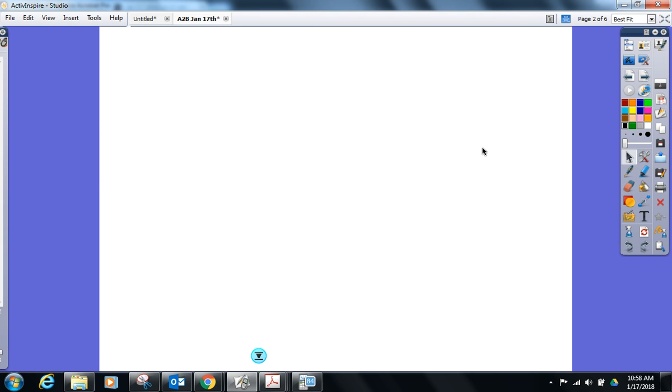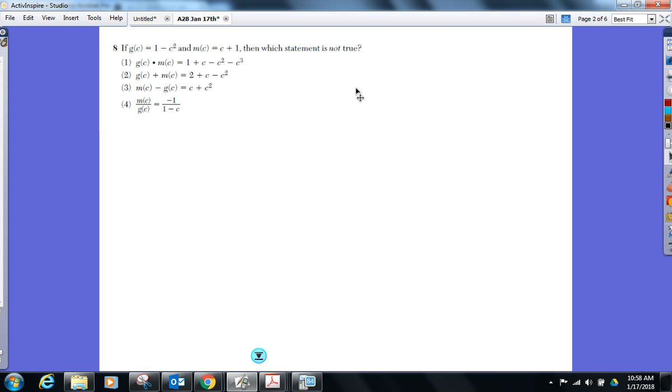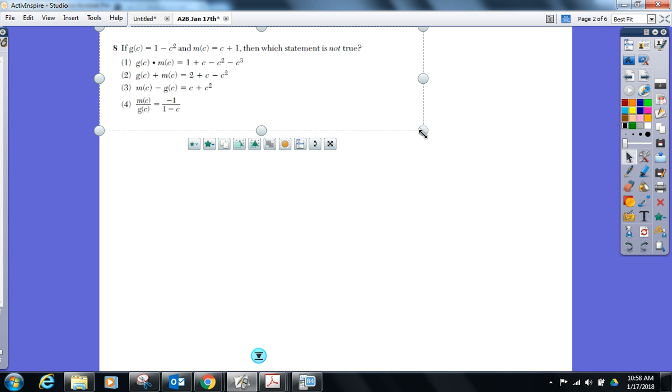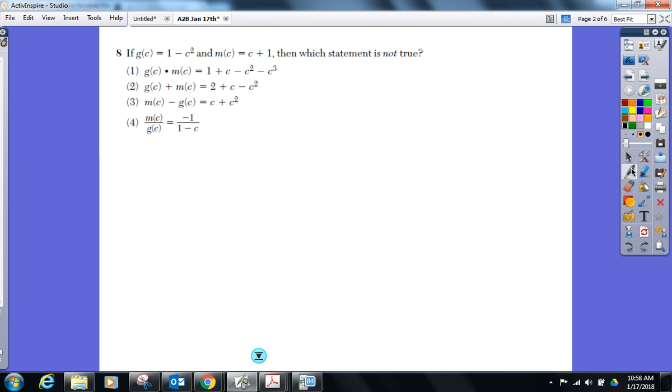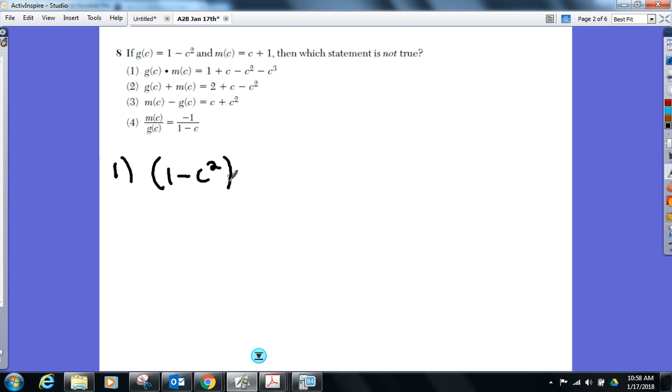Okay, number 8. Which one is not true? What's it asking me to do in the first one? Take the two functions and do what with them? Multiply them. So the first thing I have to do for choice 1 is see if 1 minus c squared times c plus 1 gives me what it comes out to be here. So now I'm just going to FOIL. I get c plus 1 minus c to the third minus c squared.